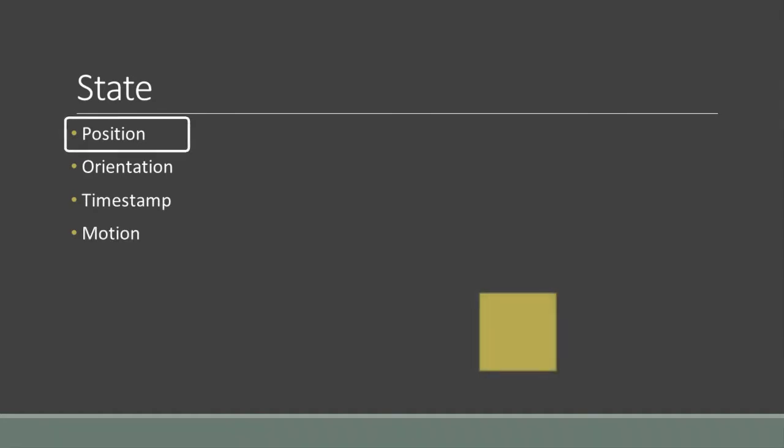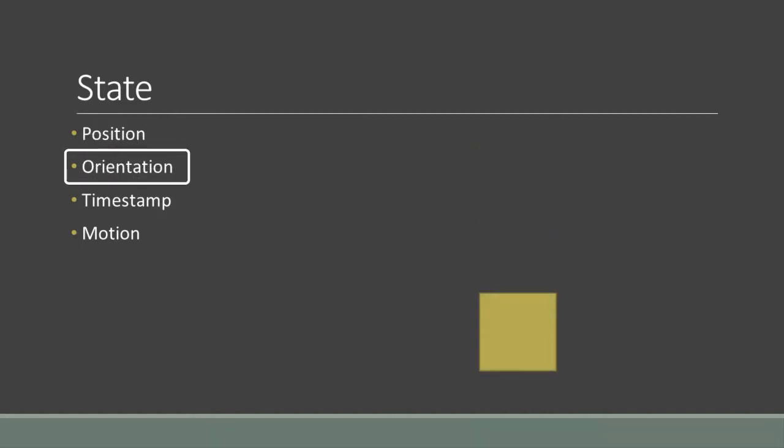A state consists of a position, an orientation, a timestamp, and a motion. The position is computed by multiplying the length of a motion by its velocity and adding the result to the parent state's position. The distance between this position and the goal is used as the heuristic for A star.